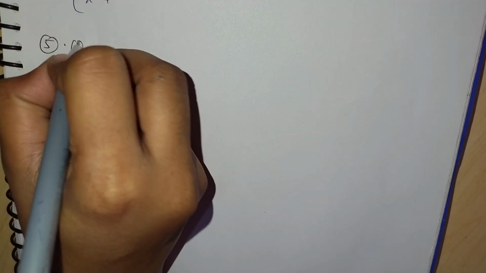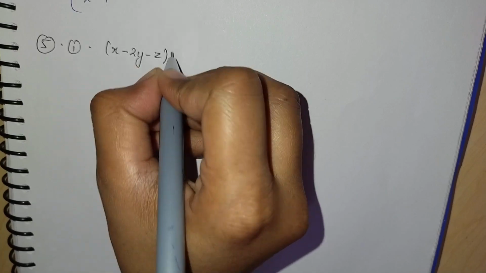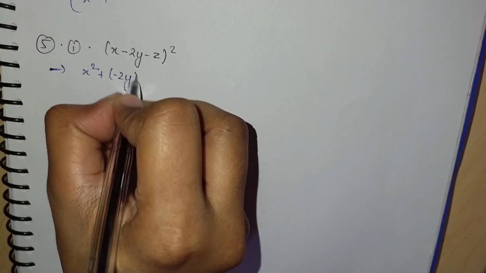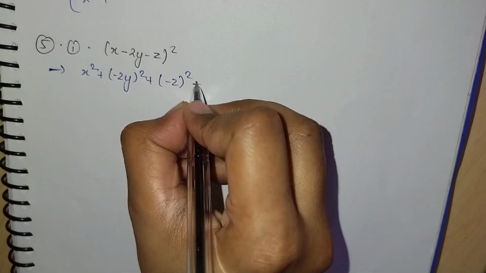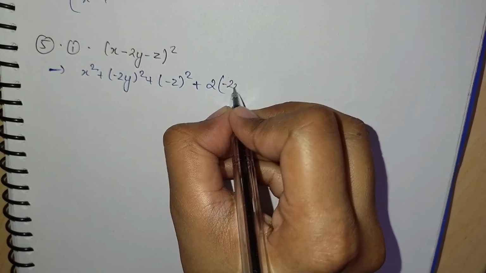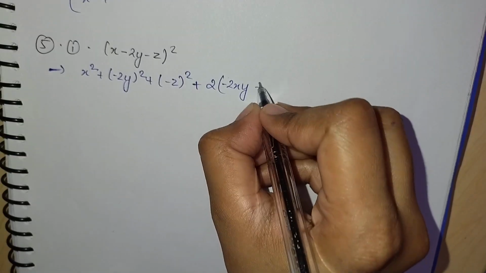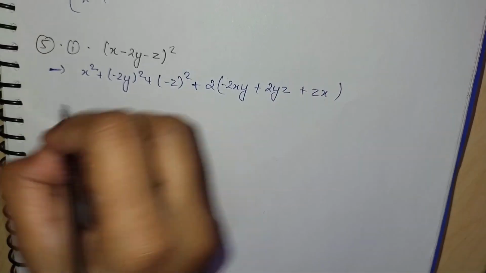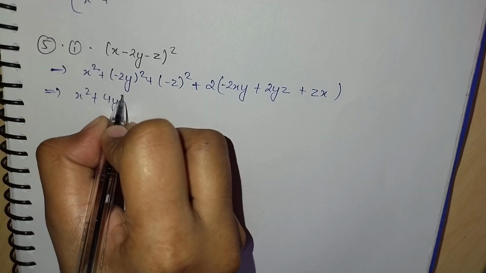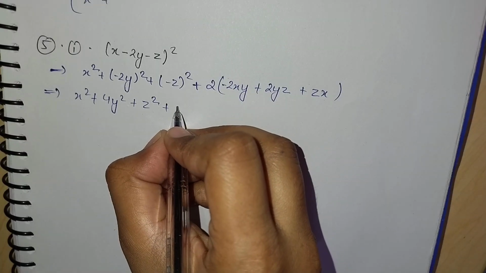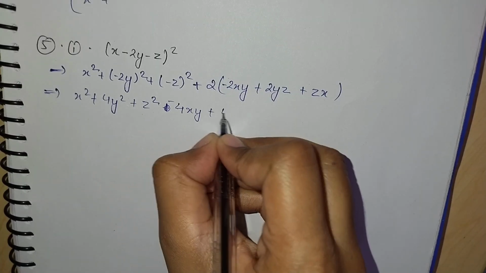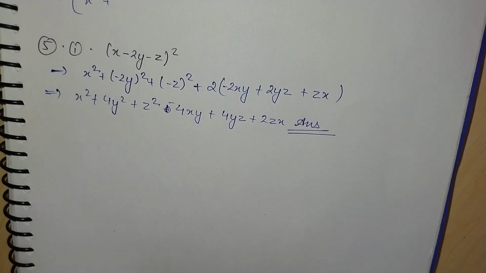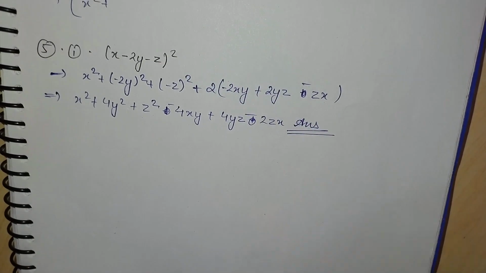Here fifth part here is (x − 2y − z)². On solving this, we will get x² + (−2y)² + (−z)² + 2(−2xy) + 2(2yz) + 2(zx) here. On solving, we will get x² + 4y² + z² − 4xy + 4yz + 2zx. So this is the answer here in this question. Sorry, here it is minus, so here it will be minus 2zx is the answer.